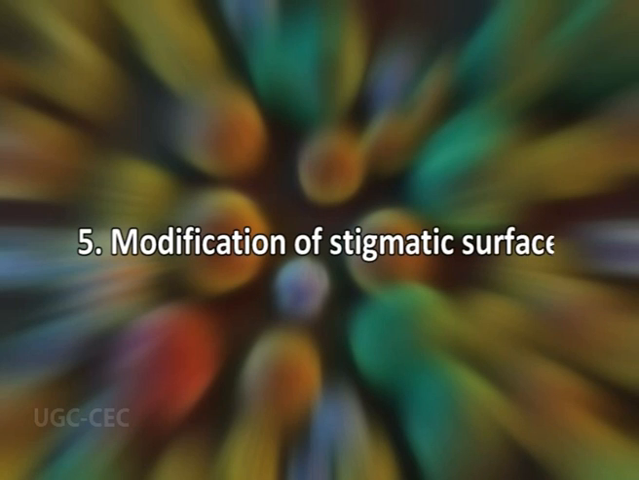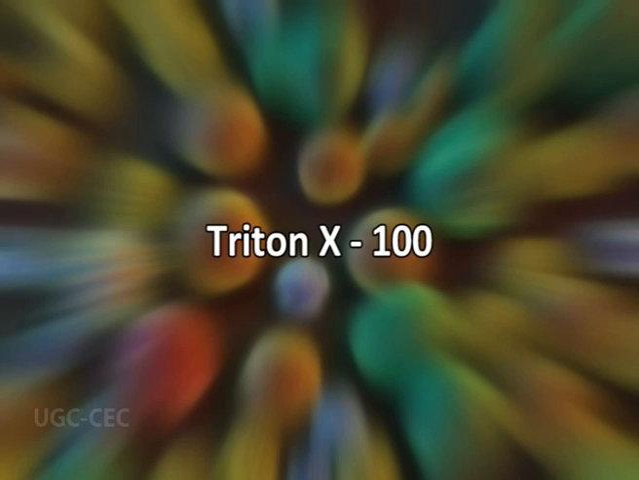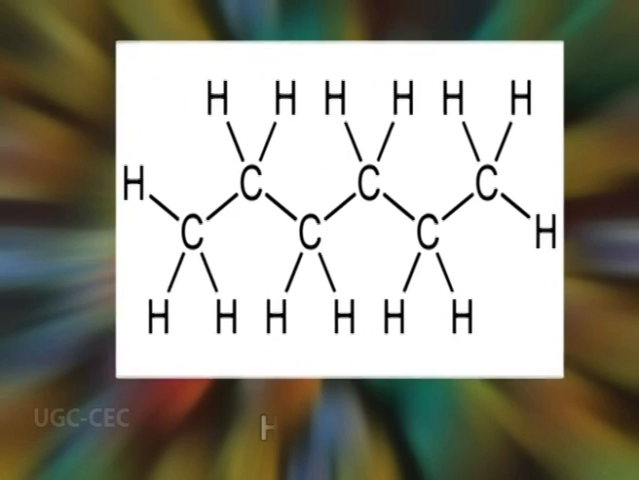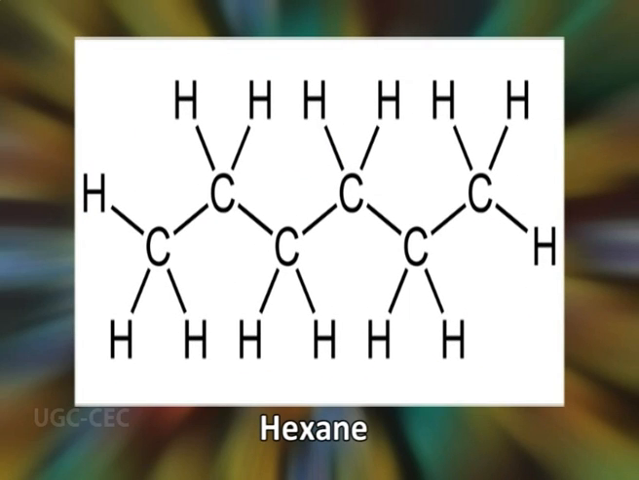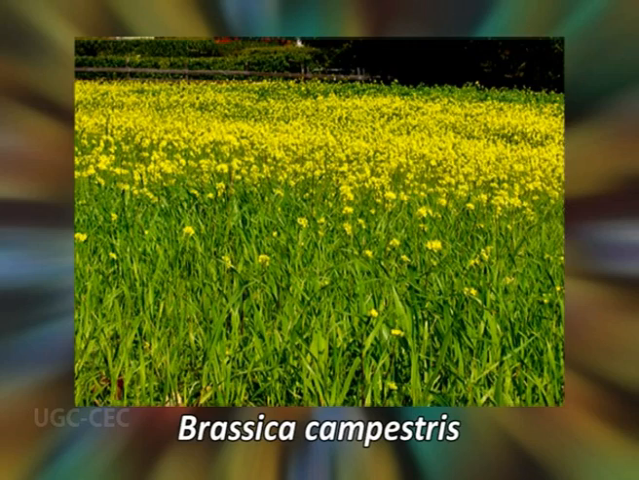Number 5, modification of stigmatic surface. Pretreatment of stigma with detergents such as Triton and organic solvents such as hexane modifies or partially solubilizes the pellicle and blocks the incompatibility reaction. Self-incompatibility in Brassica campestris could be overcome by application of NaCl to the stigma 10 to 15 minutes before pollination.